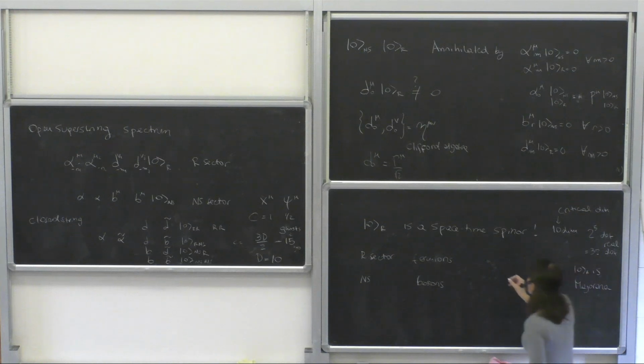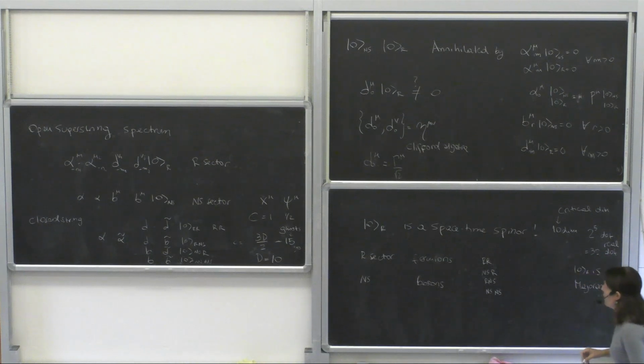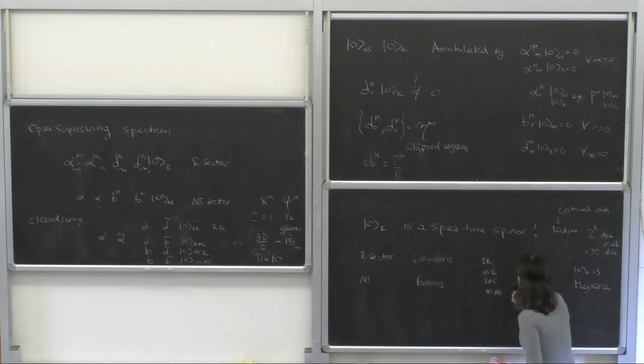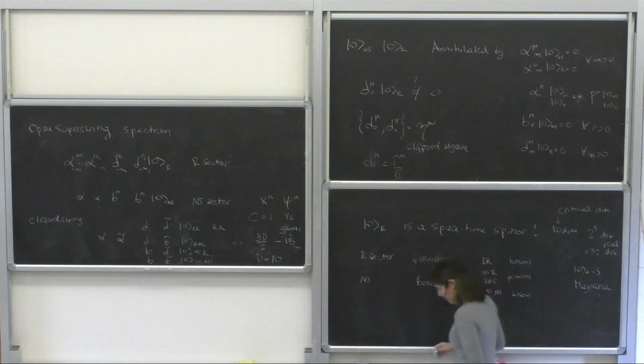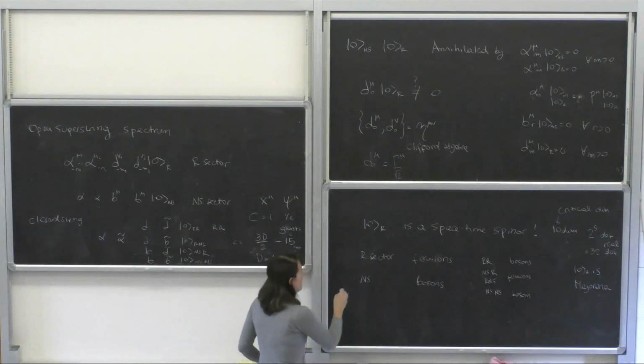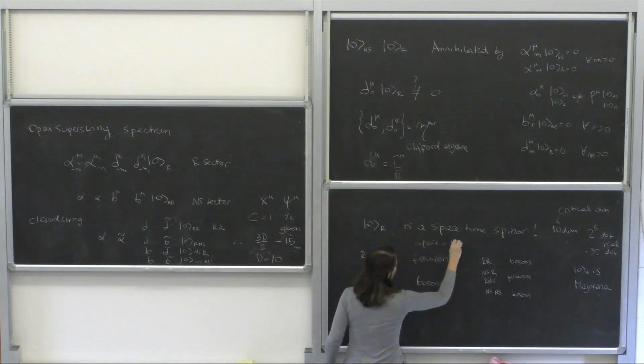And in the closed string, you have RR, NSR, RNS, and NSNS. NSNS are obviously bosons. RNS and NSR are fermions. And this is fermion and fermion, so these are bosons as well. And everything is space-time, right? I'm talking now about space-time.